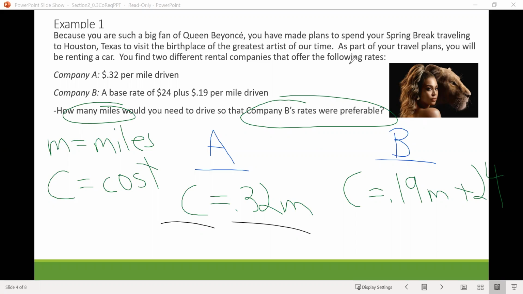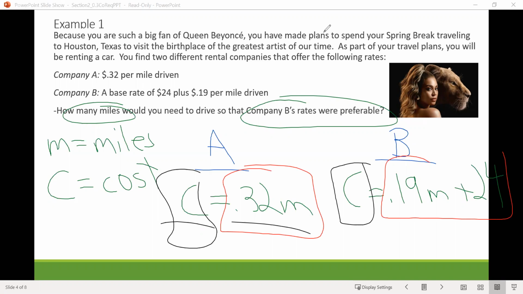So now what are we going to do with these to figure out where Company B's rates are preferable? Well, again, we know that Company A is initially cheaper, right? Because if we only go like 1 or 2 miles, it's going to cost way less than Company B. But eventually, because the per mile cost of B is cheaper, B will be cheaper. So what might we look for here? Well, you probably want to figure out when the cost for each is the same, right? And how would we do that? Oh, right, that thing we learned before about finding the intersection point of two lines, which means we should take these equations and set them equal to one another, right? So let's go ahead and do that.